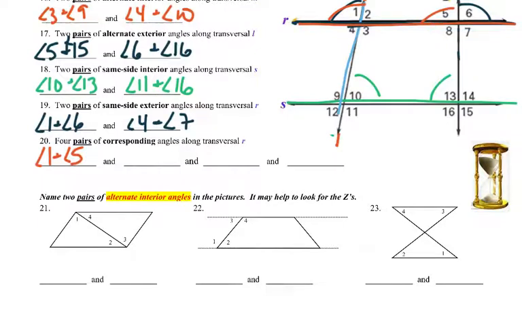Once you get one pair, you're kind of like, oh, I see. Then it's also 2 and 6, and it's also 4 and 8, and it's also 3 and 7.